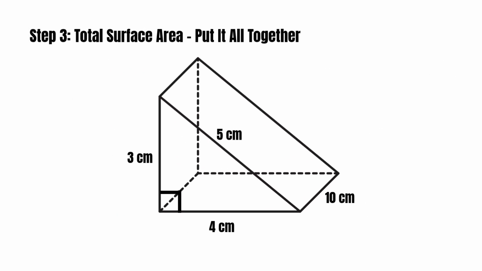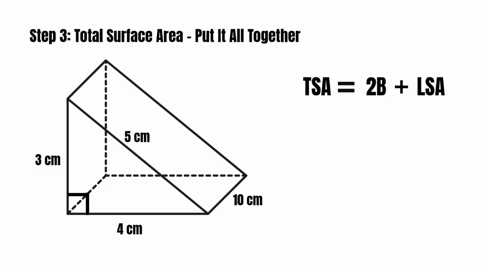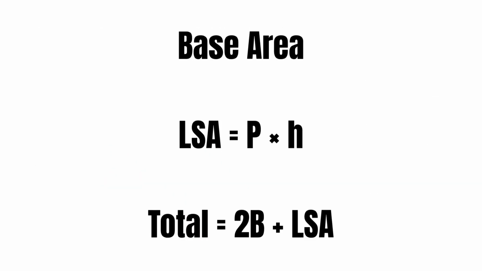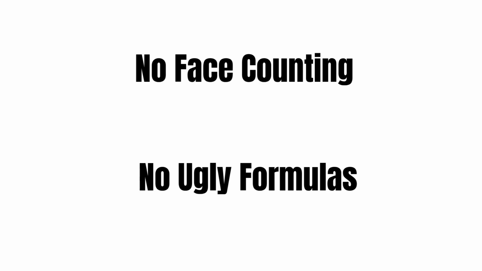Step 3. Smash them together. Total surface area is 2 bases plus the LSA. 2 times 6 is 12, plus 120, giving us a grand total of 132 square centimeters. Done. That is the power of the base and perimeter method. No face counting, no ugly formulas.